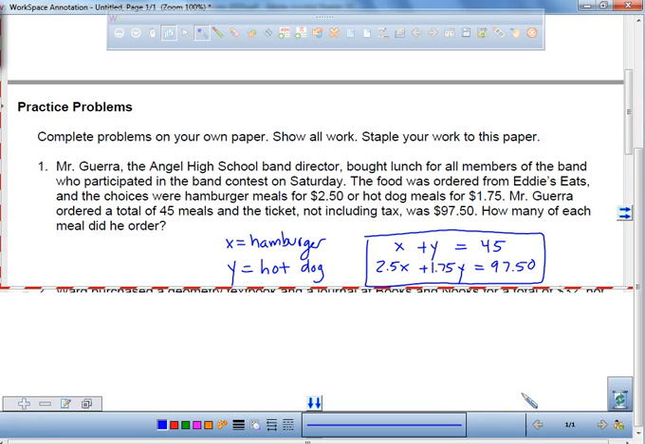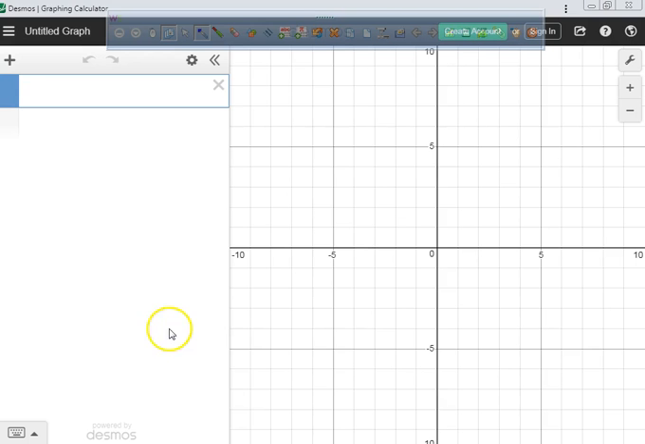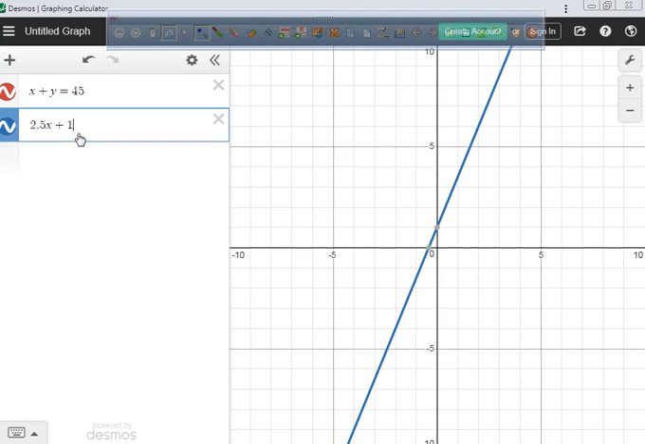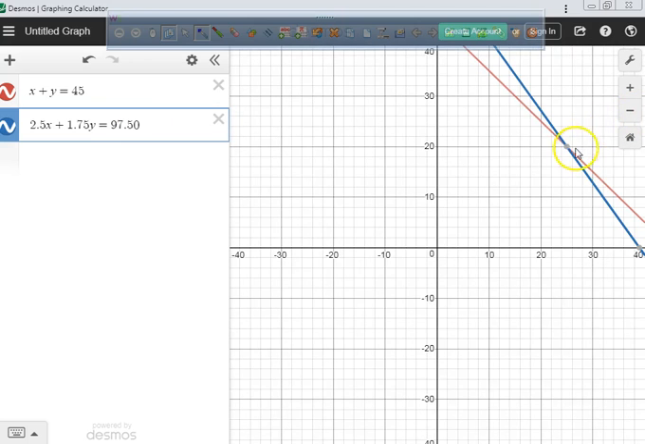Now, it's going to go over here. We've already practiced all these by hand in a previous video. We're just going to go ahead and use our technology to make sure we find our answer. So I'm going to go to Desmos. I'm going to type in x plus y equals 45, and 2.5x plus 1.75y equals $97.50. And I'm just going to zoom out until I find where the two lines cross, and that gives me the point of intersection, which is the solution.